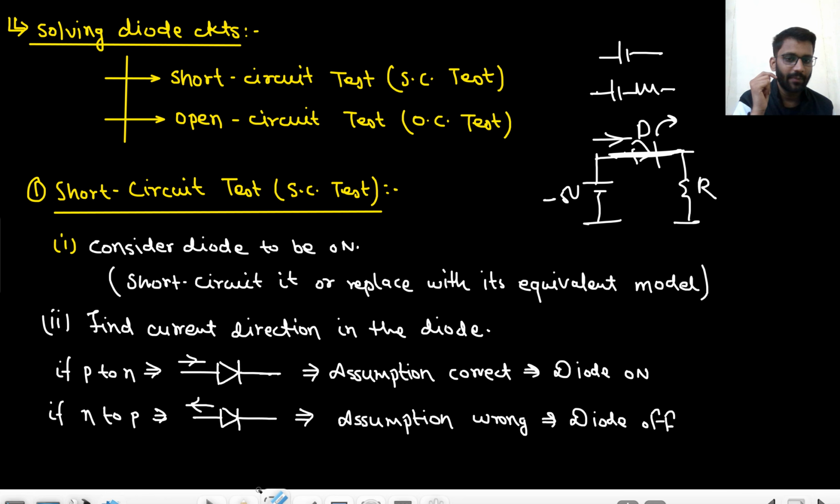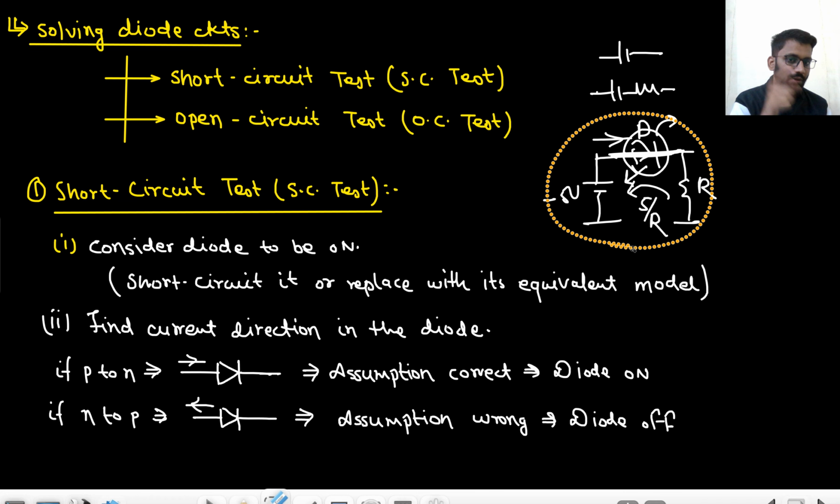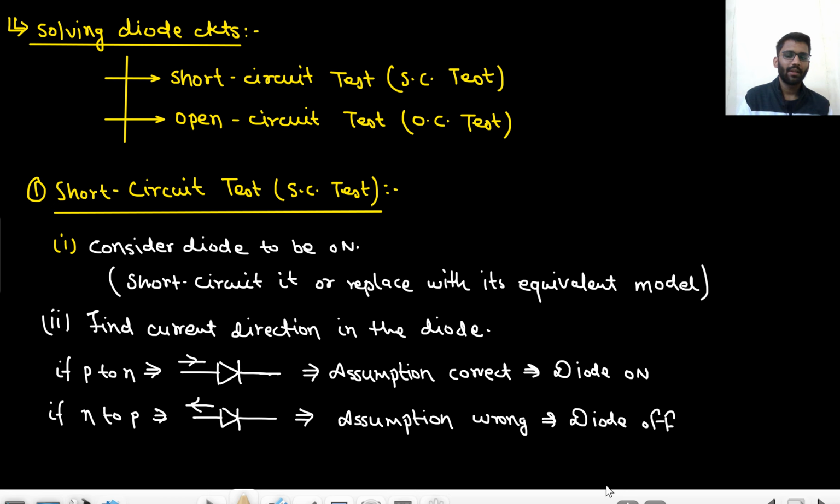That means you first consider it to be on, but the assumption is wrong because the diode is off here. Because the current is flowing from N to P and that's not possible. So the diode will be open circuited. So this is the short circuit test, and the other one is the open circuit test, but we will see that later on.